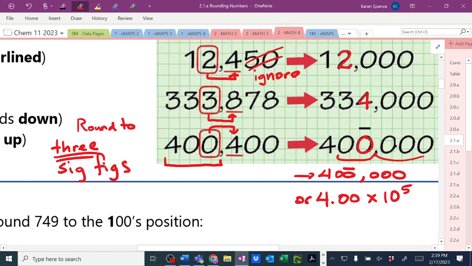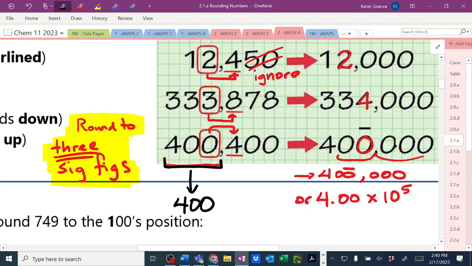The other thing that people will tend to do wrong when they read something like round to 3 sig figs, they'll be like, oh, okay, I need the 400, so I'm going to round that to 400.